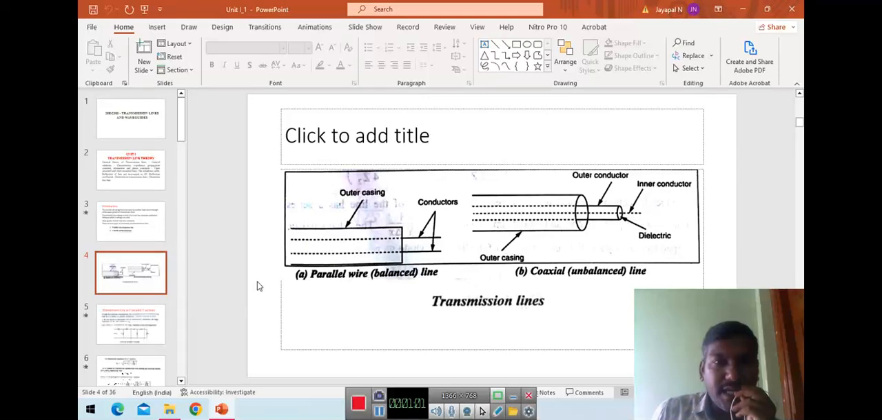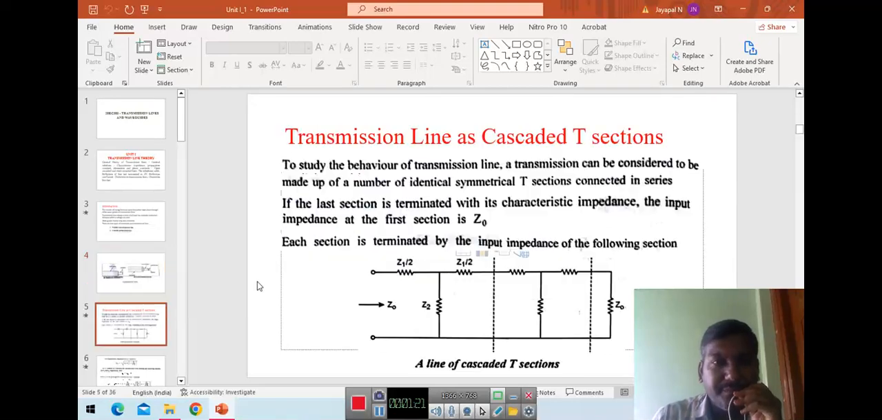And this is the diagram which represents our parallel wire line and a coaxial line. Parallel wire is nothing but a balanced line, and coaxial line is an unbalanced line. In a parallel line we have only two conductors. In a coaxial cable we have an outer conductor and also an inner conductor, and in between them we have dielectric material.